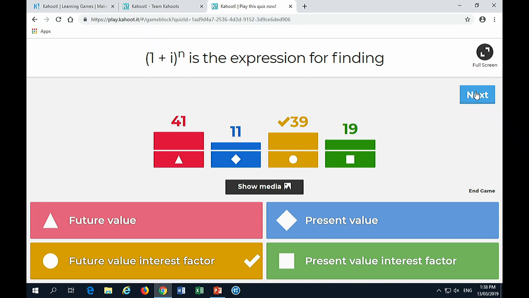What is this 1 plus i raised to the nth power? What is this expression used for? If you look at it, what are the components of it? You're adding interest to 1 and then raising it to however many years the power is, n, which represents the length of your investment.